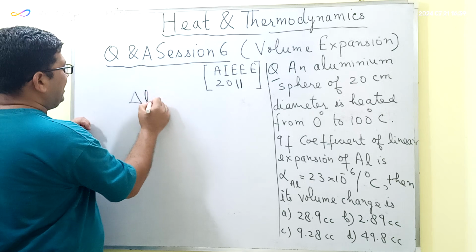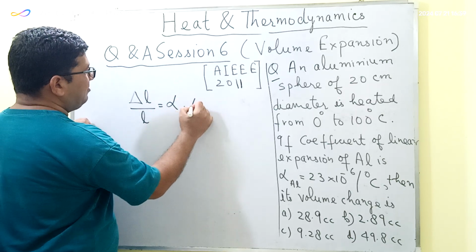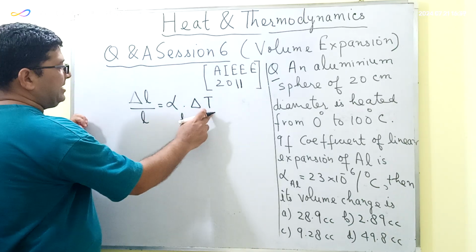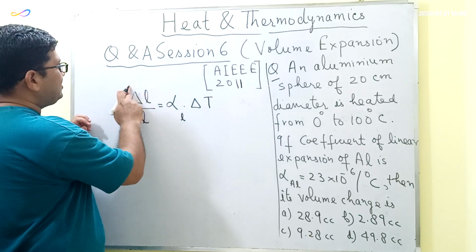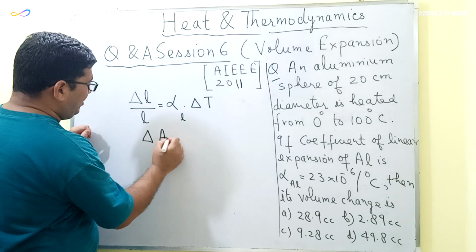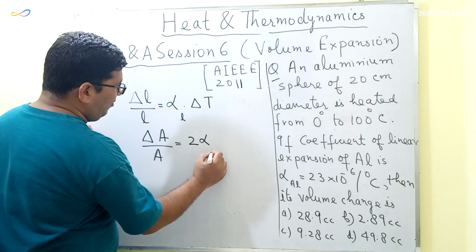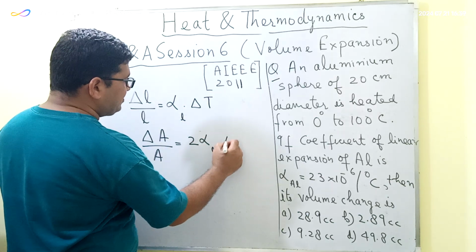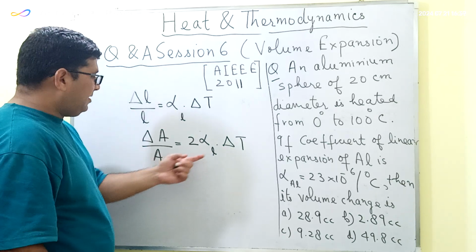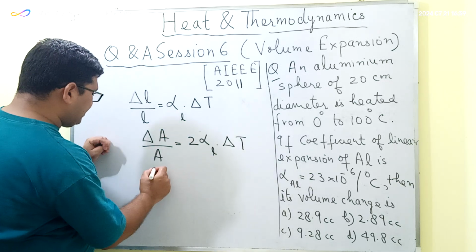that delta L upon L is equal to alpha L multiplied by delta T, where alpha L is the coefficient of linear expansion, delta T is the change in the temperature, delta L is the change in the length, and L is the original length. Similarly, delta A upon A was equal to 2 times the coefficient of linear expansion multiplied by delta T, where delta A is the change in the area, A is the original area, and alpha L is the coefficient of linear expansion, and delta T is the change in the temperature.